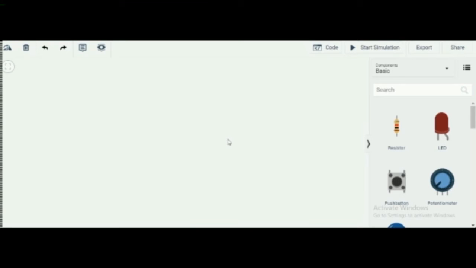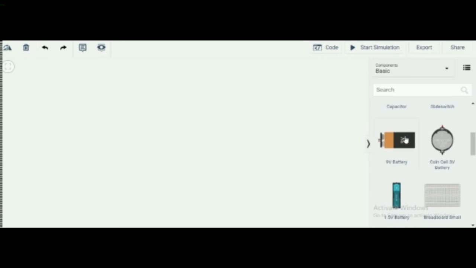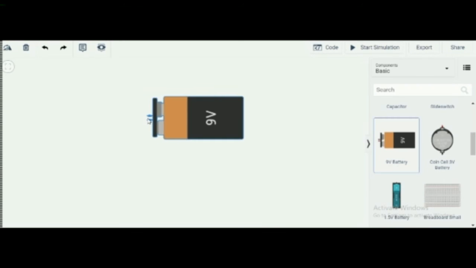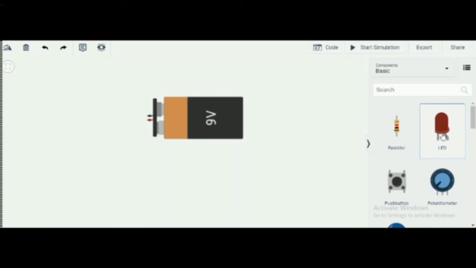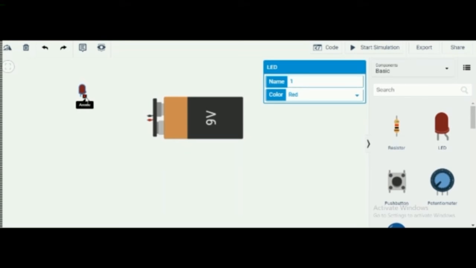Now I open the software and I am choosing a 9-volt battery and place it in the workspace. I name the battery as 9-volt. Then I choose a LED and bring it to the workspace. We can choose any color for the LED. Here I choose red color.